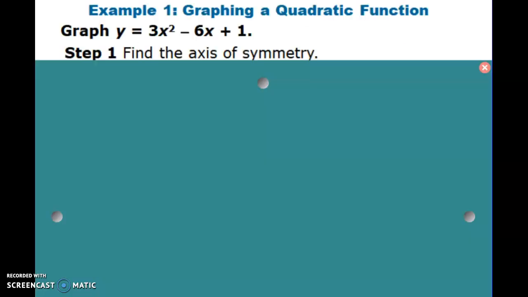There are lots of steps in order to get this right. You may want to write them down so that you can refer to them when you need them. Step number 1 is find the axis of symmetry. You should know how to do that.